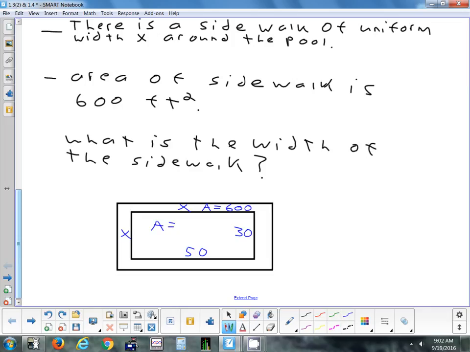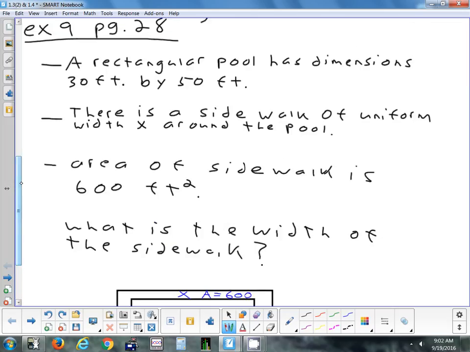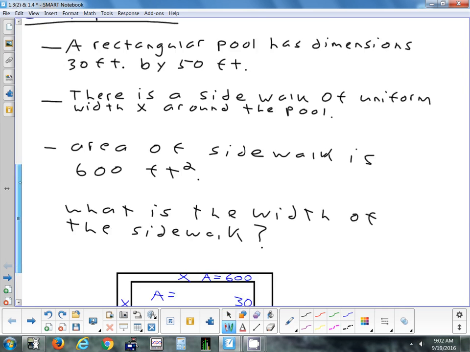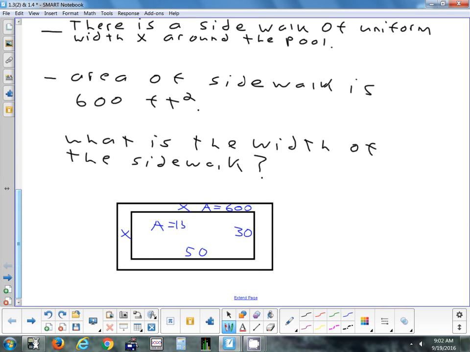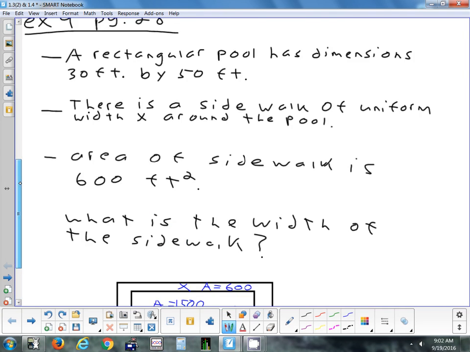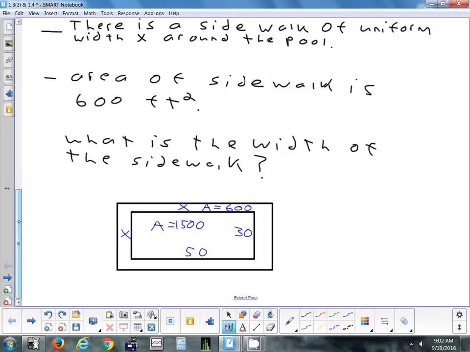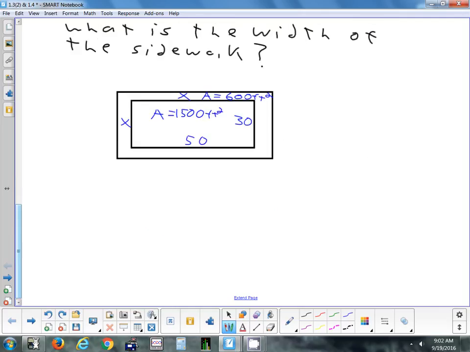Okay, Adrian, did you say earlier we could find the area of the pool? Yeah. We didn't talk about it, but what's the formula for the area of a rectangle? Length times width. Yeah, so we just got 30 times 50, 1,500. And that's measured in square feet. Okay, so that's this whole area here. That's the pool.